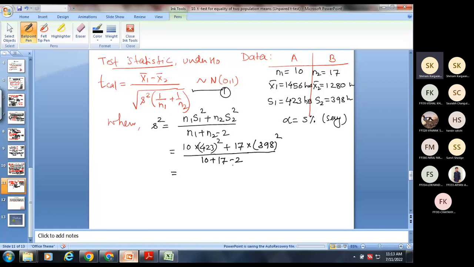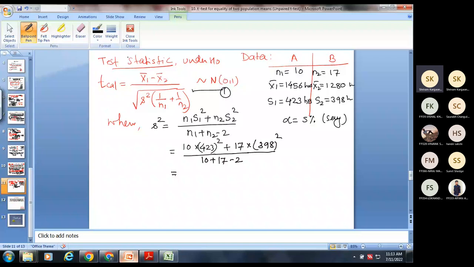So when I do the calculation, I get the final value over here. I do the calculation for you: 10 into 423 squared plus 17 into 398 squared, divided by 10 plus 17, 27, 27 minus 2, 25. So divided by 25. What value comes? If you do the calculation, you'll get 179,286.32. This is a very big number, but that's it. We have to go with that.